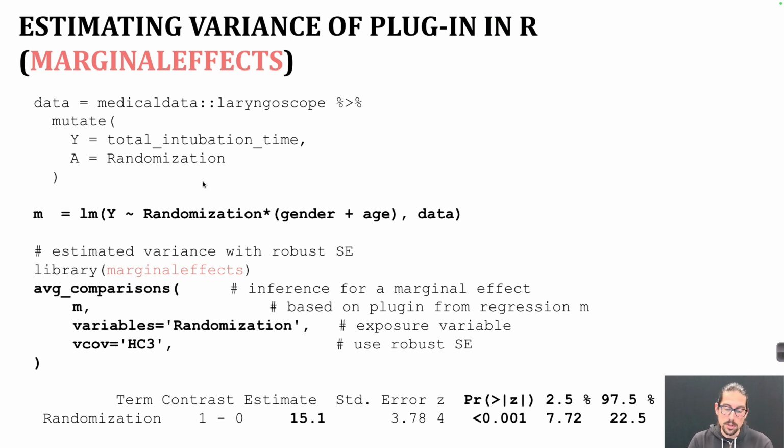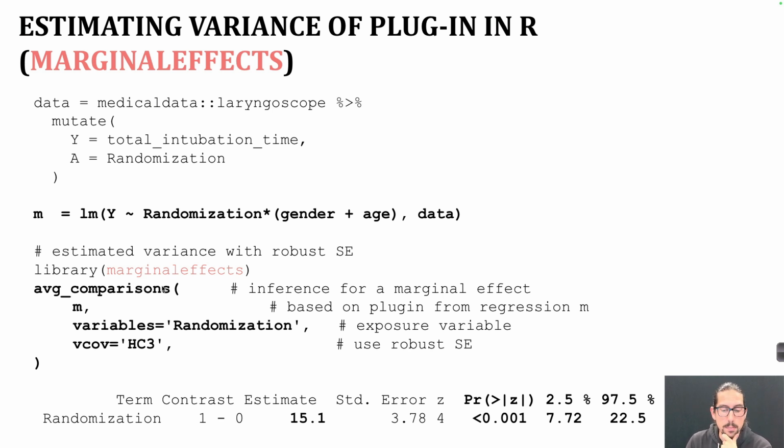But what I can do is just predict, use this regression model, predict for both cases, setting randomization deterministically to 1 or 0, and then take the difference of those predictions, right? But then how do I get the standard error? Well, that's what this package solves.